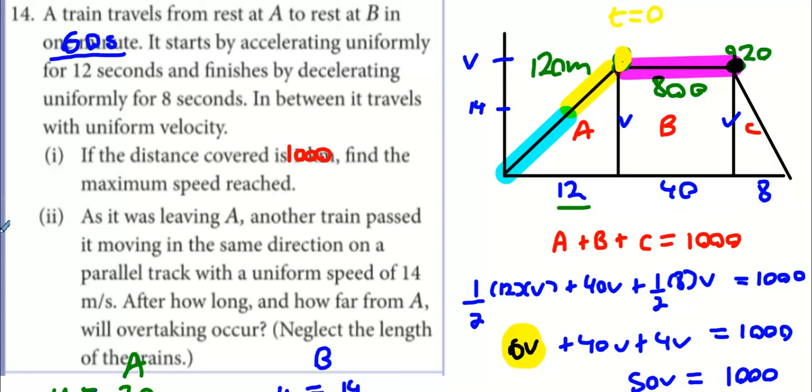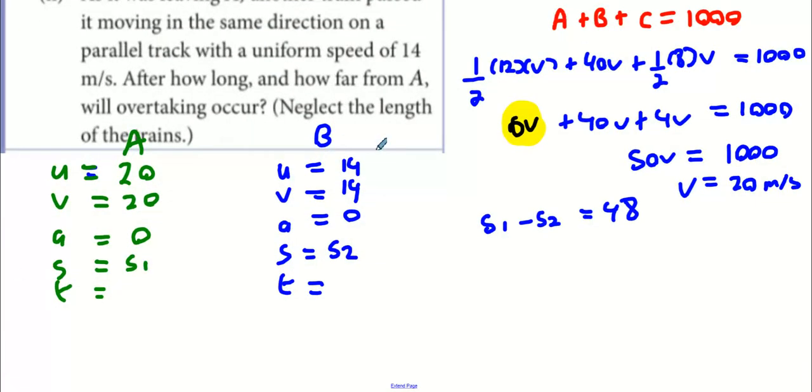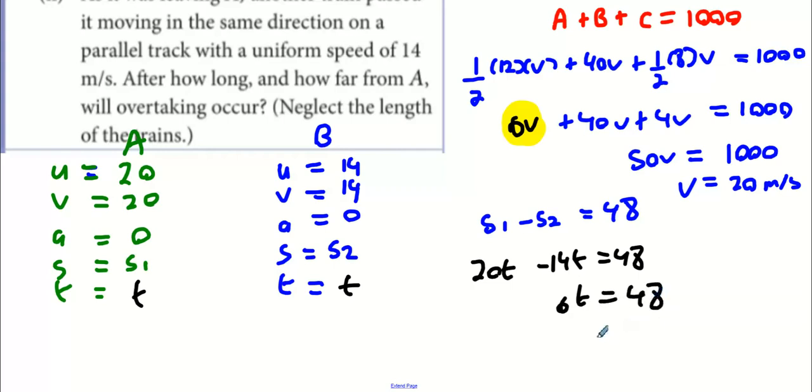So what happens here is, what's speed multiplied by time? 20T. And then this one here, 14T, and then equals 48, 6T equals 48, and then finally T equals 8. Took an extra 8 seconds, okay? But once again, I'm not done yet.